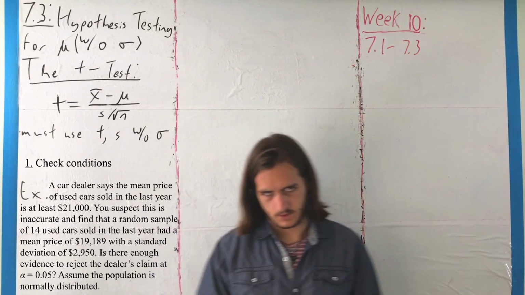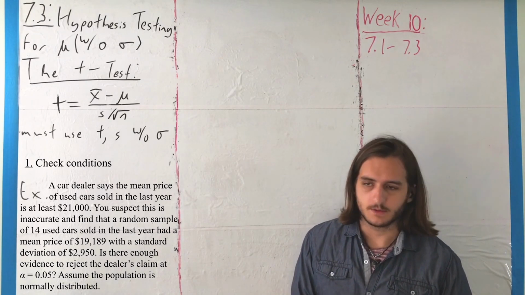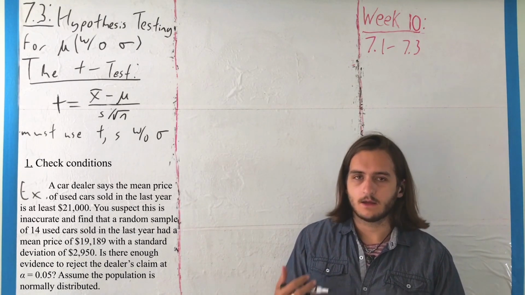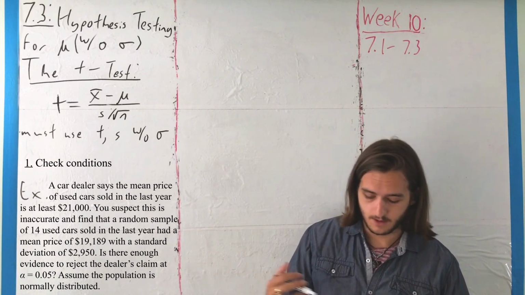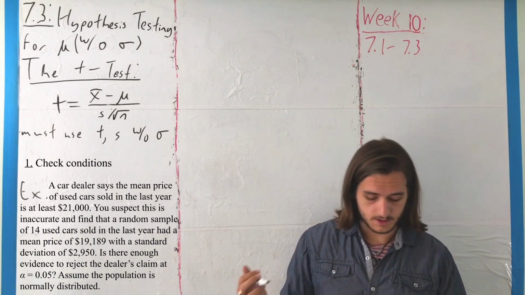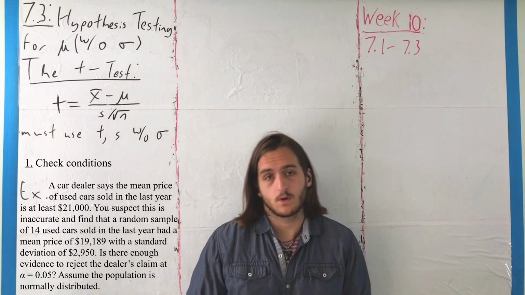So again, just like before, the first step when we're verifying these conditions: we have normal distribution, we have a given population mean we're going to be working from, 21,000. We have that sample of 19,189 with a standard deviation of 29.50. So we have all the pieces we want to work with.